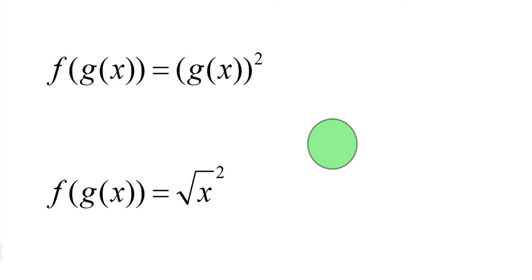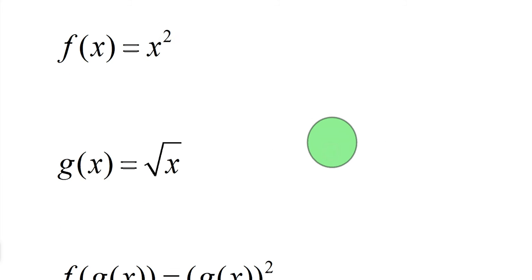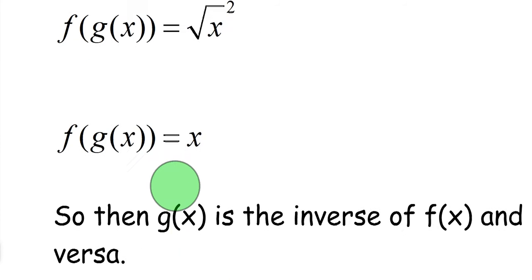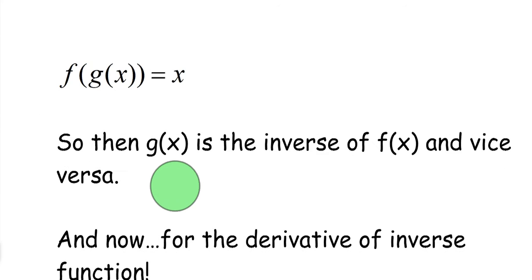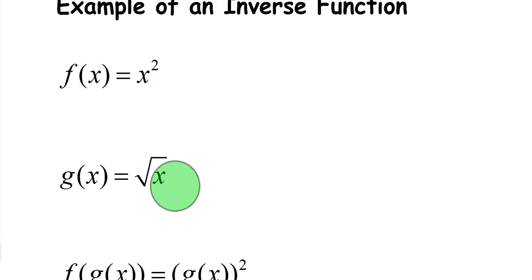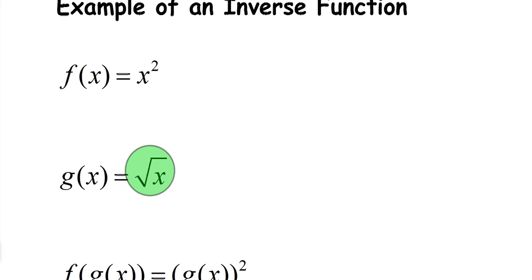Now why vice versa? Well, if you did g of f of x, you'd be plugging x squared in for x. Square root of x squared is just x. So we've proven that f and g are inverses of each other, and it makes sense. One's x squared, the other is square root of x.